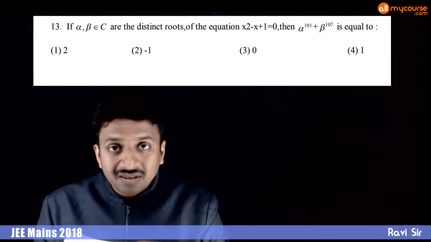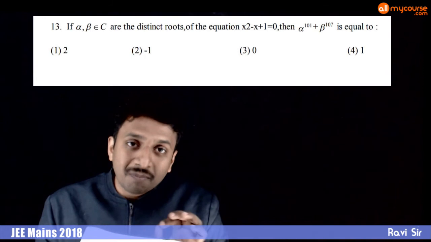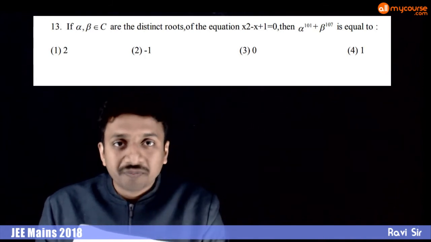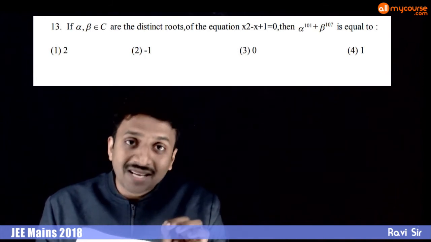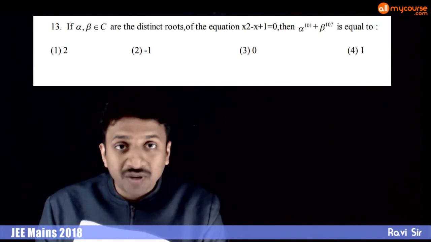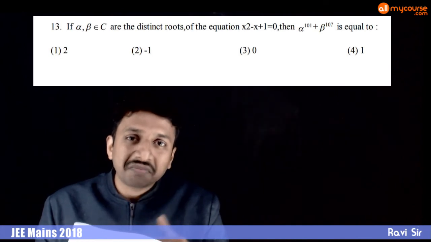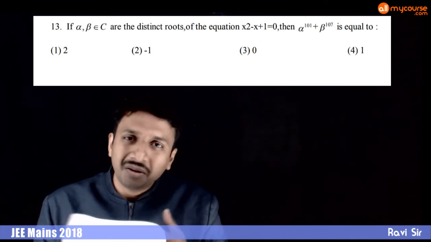This question is again very straightforward. The roots of the given equation x² − x + 1 = 0 are −ω and −ω². Once you put α as −ω and β as −ω², you get the answer.